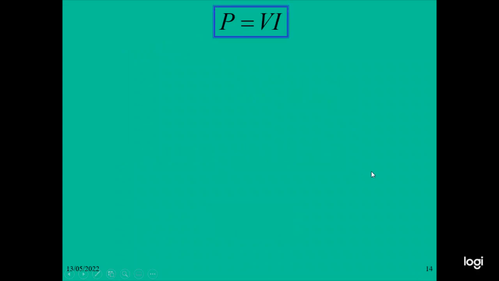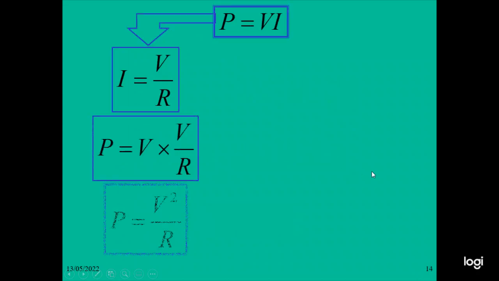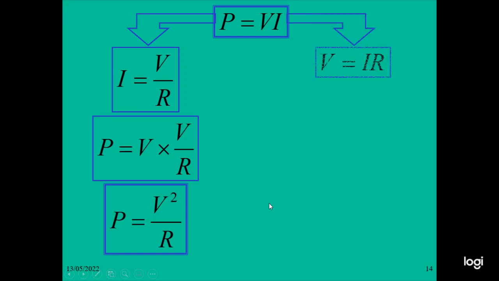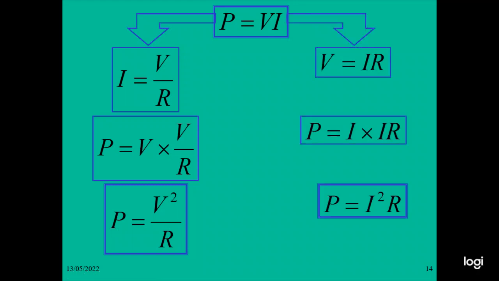This is the power equation, P equal to VI. When you transpose the equation, I equal to V by R. So V into V by R, so P equal to V squared by R. Now V equal to IR, so P equal to I multiplied by IR, so P equal to I squared R. Therefore, to calculate the power, you use the equation P equal to V squared by R or P equal to I squared R. So this is the connection.